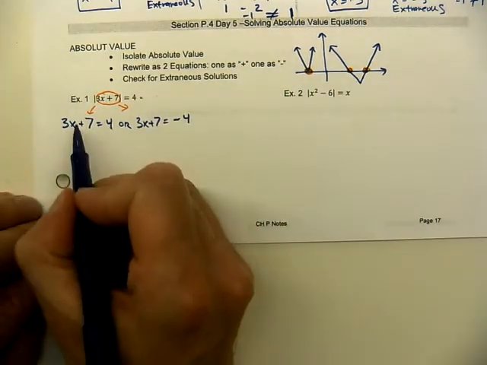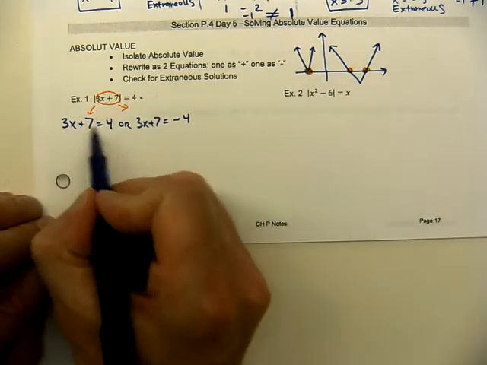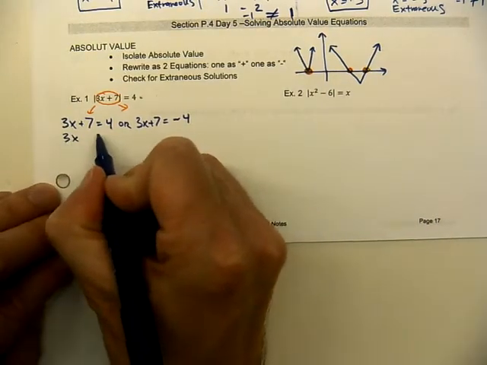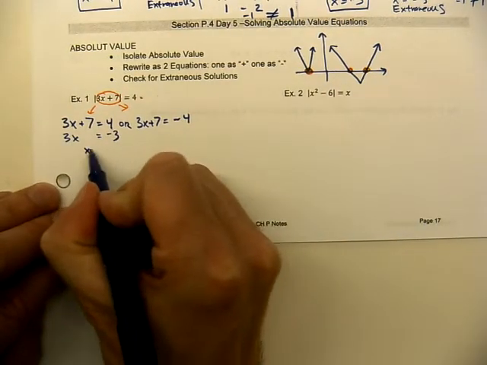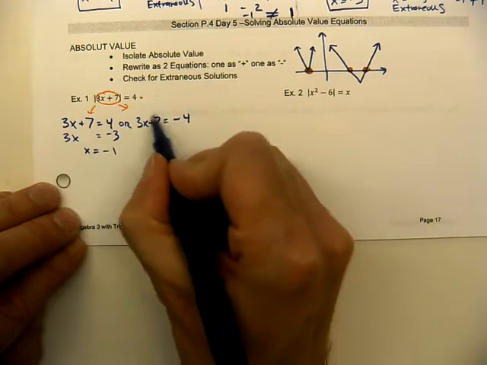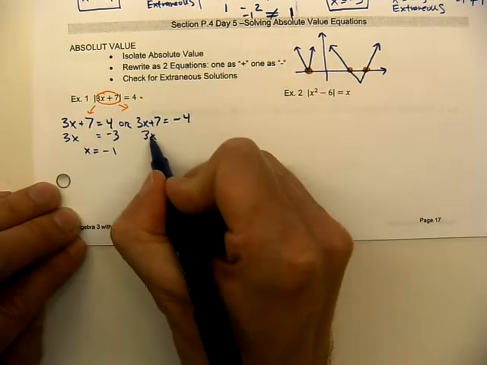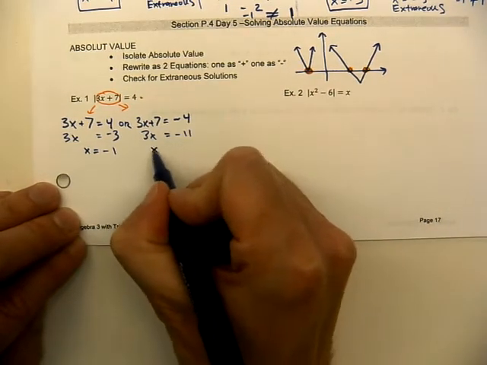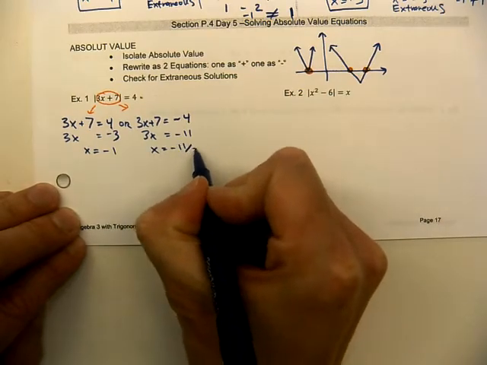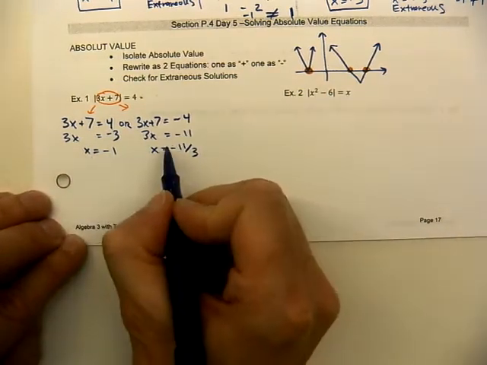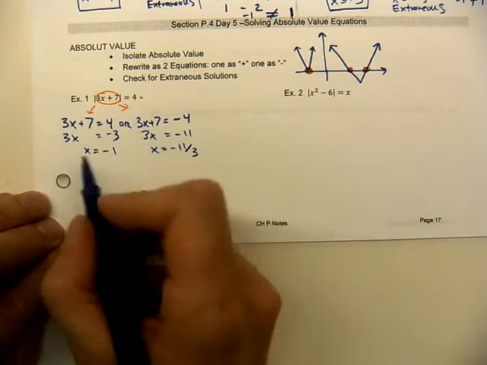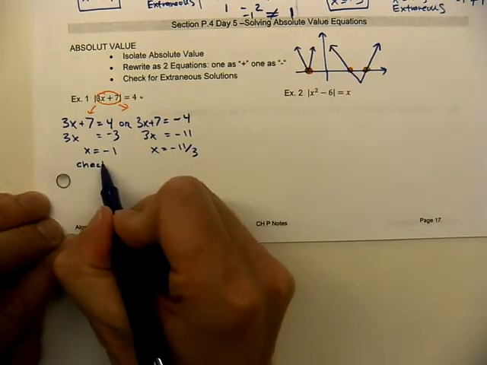So continuing on here, let's move the constant term to the other side. I'm subtracting 7 from both sides, so 3x equals negative 3, and then x equals negative 1. Again, subtracting 7 from both sides, 3x equals negative 11, and x equals negative 11 thirds. So those are the two answers, but are they the actual solutions? We have to do our check step here.